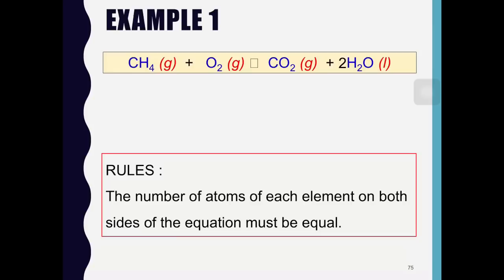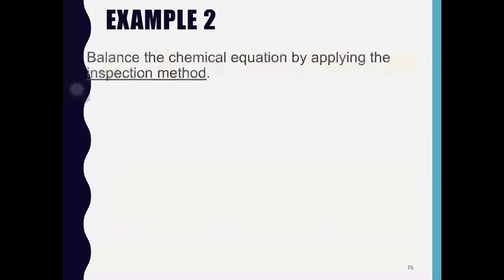Lastly, check the number of oxygen atoms. So on the left side, there is 2 oxygen atoms, and on the right side, there are 4 oxygen atoms. So what you should do here is to multiply the number of moles of oxygen molecule by 2. So now the equation is balanced. Now let's look at example 2.